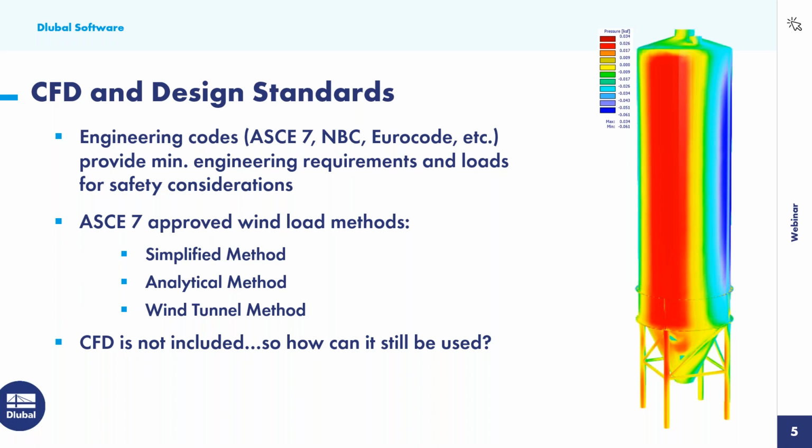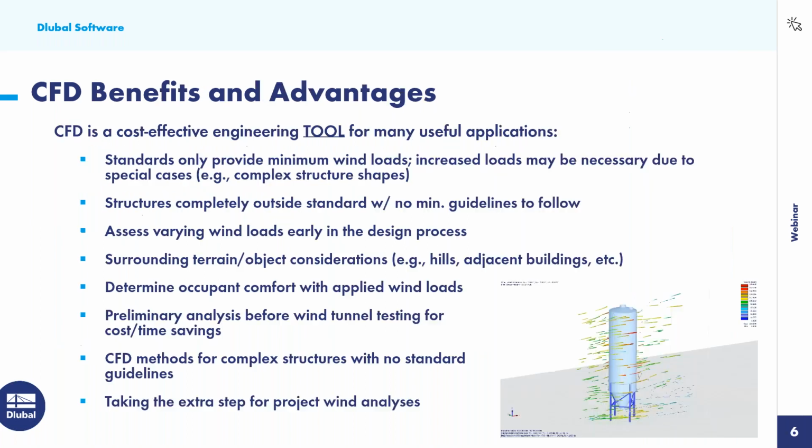So we might be wondering, well, how can it still be used while abiding by the standard? On this next slide, I want to lay out a few benefits and advantages that we can find when carrying out a CFD analysis. Essentially, a program like RWIND is a very cost-effective engineering tool for many useful applications. And I put a lot of emphasis on the word tool here because we're by no means suggesting that this program should take the place of the requirements within the standard, but how can we use this in addition to the standard?